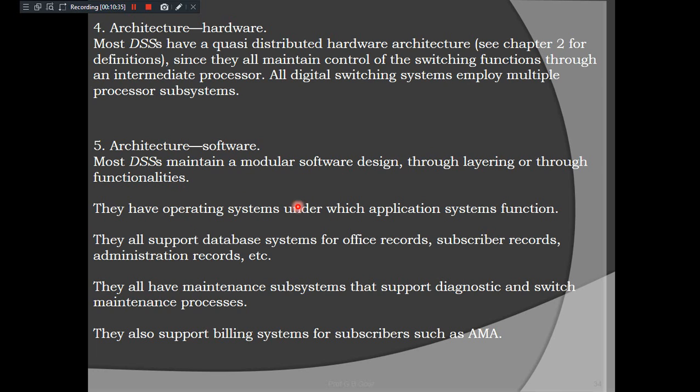They have operating systems under which application systems function, and all support database systems for office records, subscriber records, administration records, etc. Meaning we have the OS and software supporting at each level, and the OS and software at the second level support the two types of databases, distributed and relational. And all have maintenance subsystems that support diagnostics and switch maintenance processes. They also support billing systems for subscribers, like automatic message accounting.